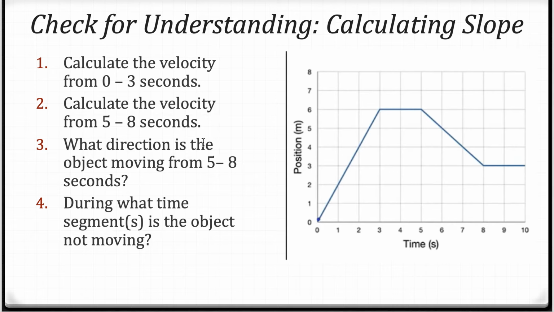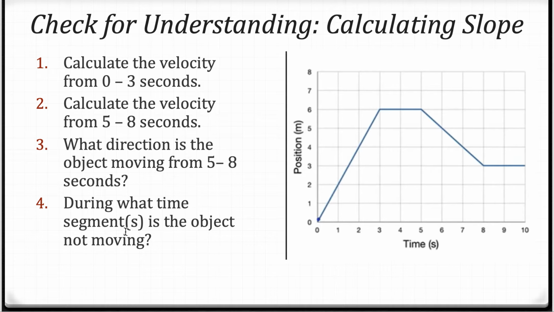So next one, what is the direction of the object from 5 to 8 seconds? And we interpret that from the slope. So we got a negative slope here, so it'd be going in the negative direction. Right? And number 4, during what time segment or segments is the object not moving?